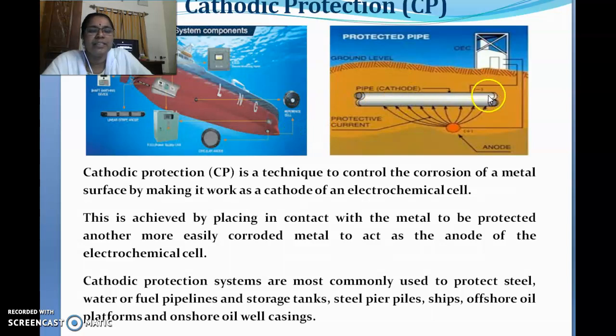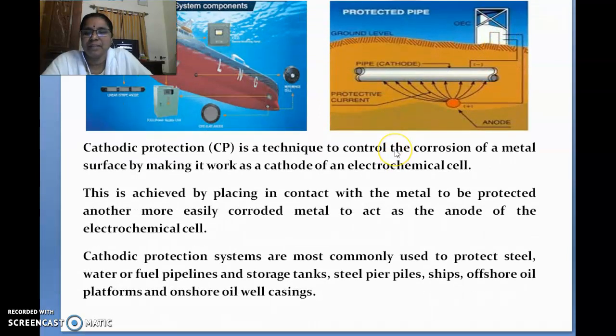If you look at this, this is the ground level, so an underground pipeline like that. This can be achieved by placing in contact with the metal to be protected another, more easily corroded metal to act as the anode of the electrochemical cell. Whatever metal has to be protected has to be considered as a cathode. Whenever you consider it as cathode, you have to choose one more metal which should act as an anode.